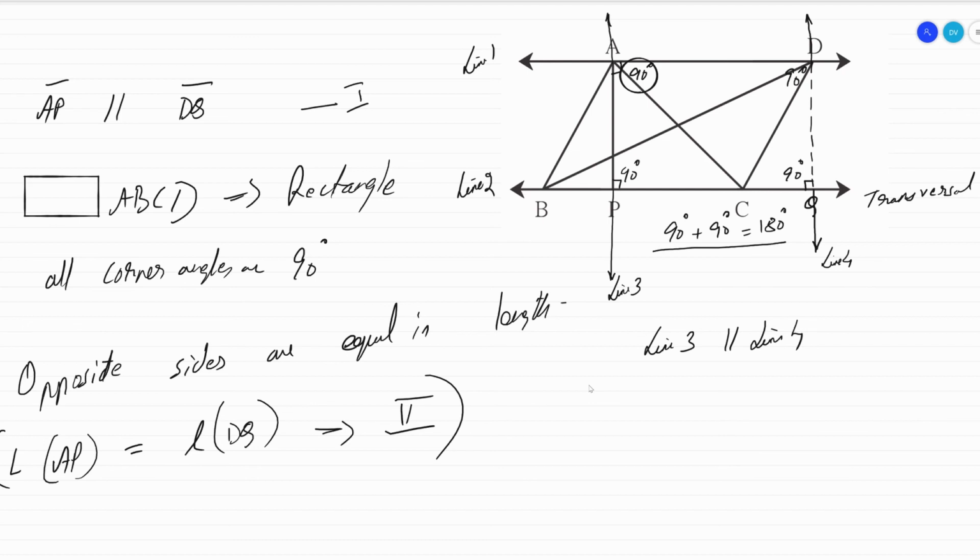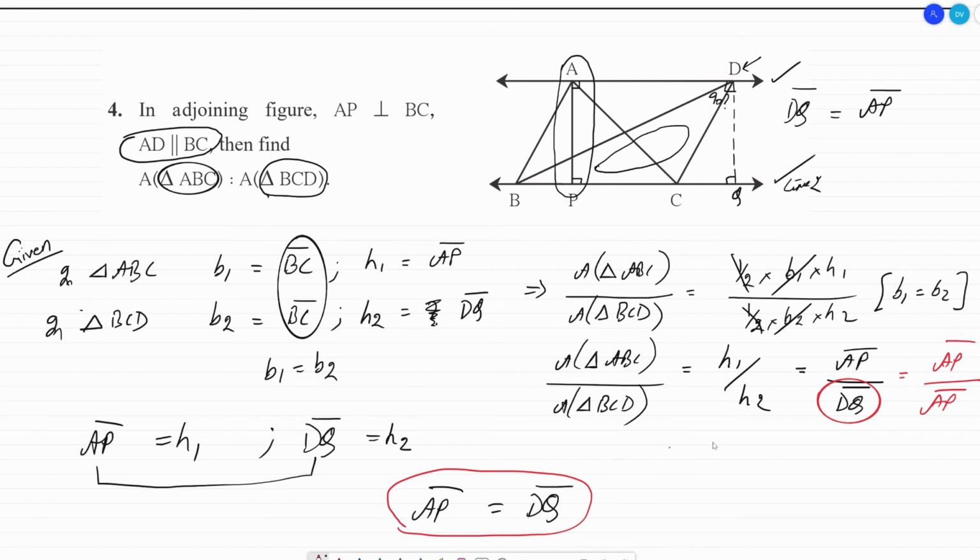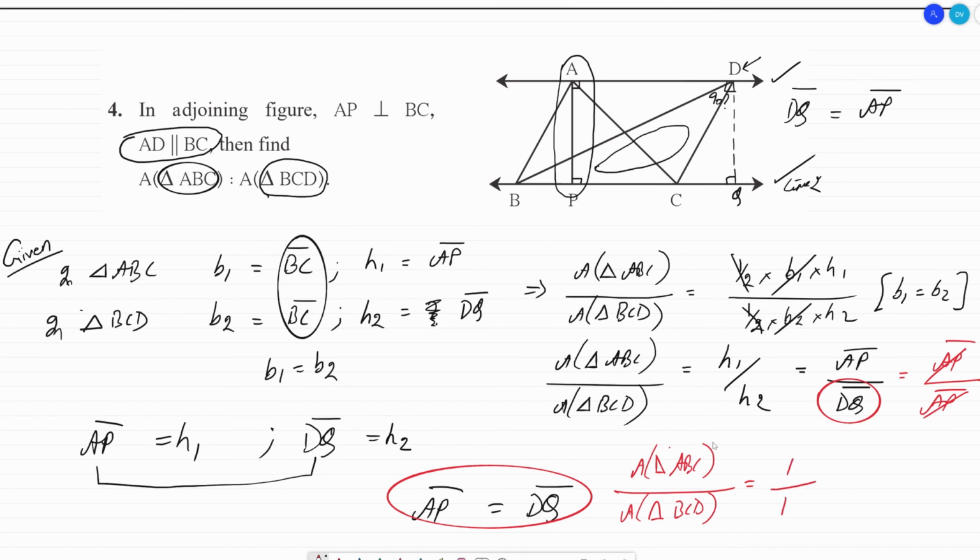Now let's go back to the original problem. Now here, look at this DQ. So instead of DQ, I can now write AP upon AP, because AP is equal to DQ in length. So now the area of triangle ABC upon the area of triangle BCD is basically 1 upon 1. So this is the answer. So the answer is basically 1:1, and the problem is solved.